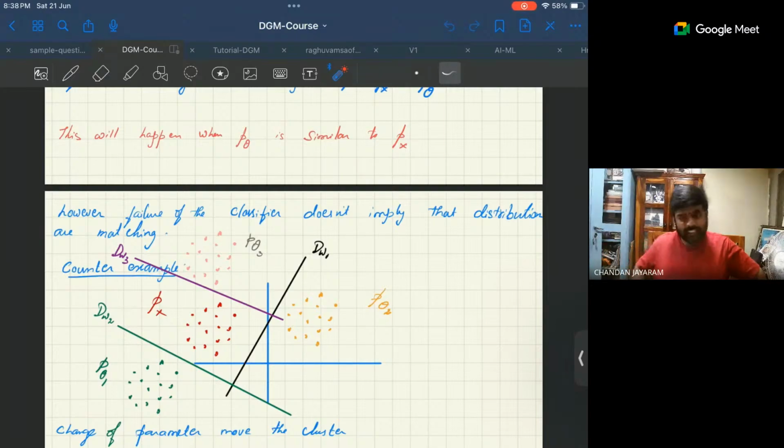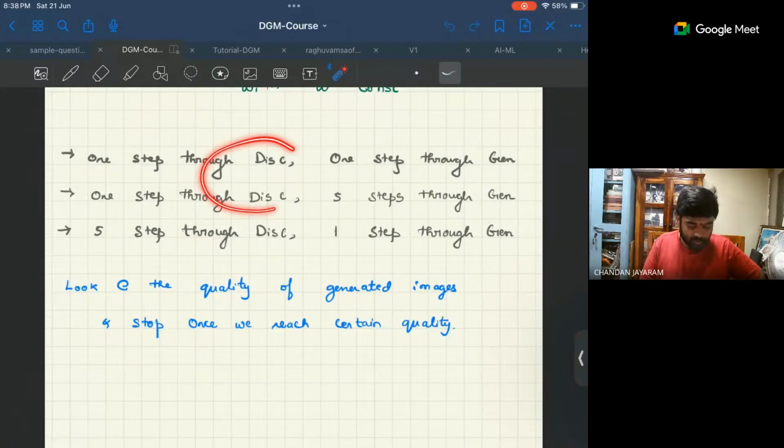Any other questions? So you guys implemented generated images. Are they looking comfortable? Have you tried anything different, like one step through the discriminator, one step through the generator, one step through the discriminator, five steps through the generator? Have you tried implementing these things? Were the generations good? I'm yet to try, sir.